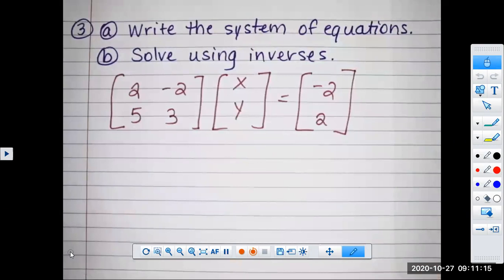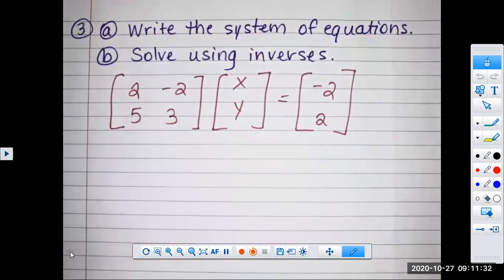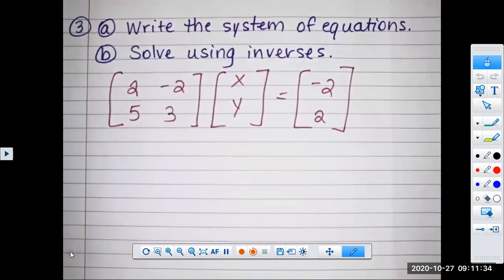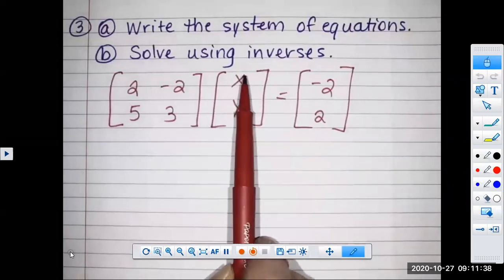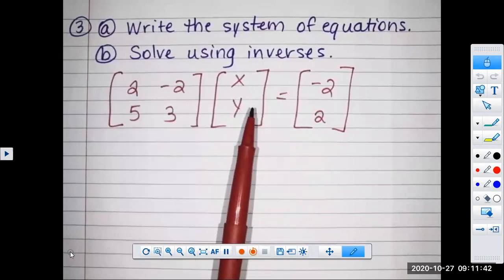Okay, in this problem, they give you the matrix equation, and in part A, they ask you to write the system. We already did that in that first example that I was showing you, so just go back to that. In part B, it asks you to solve using inverses. So we're trying, of course, to find X and Y, but we have this matrix multiplied to it.